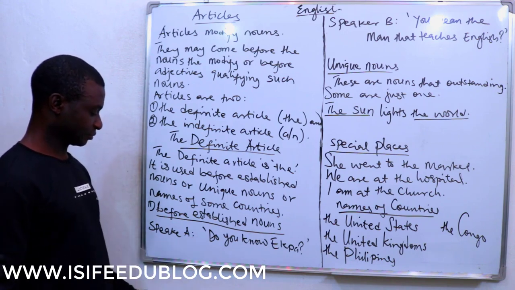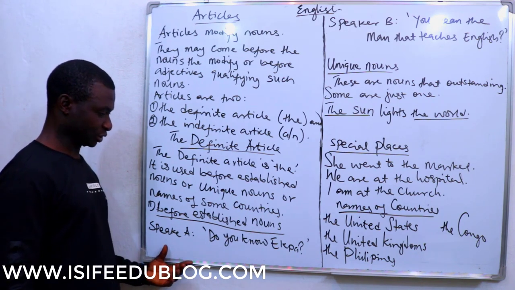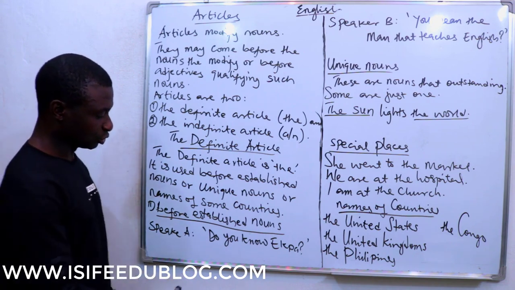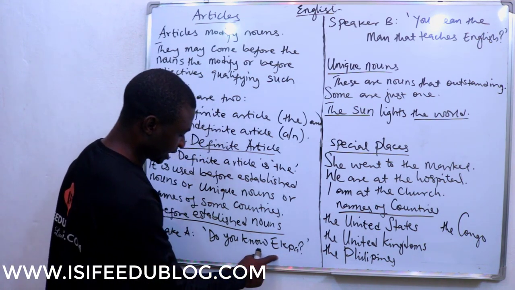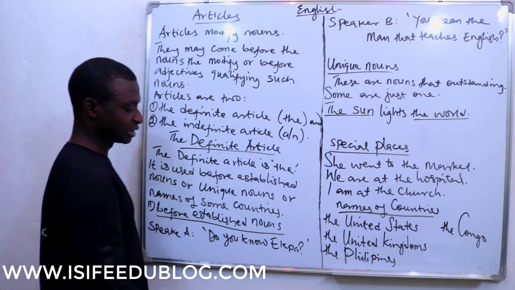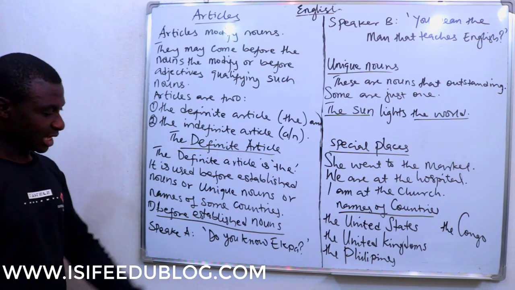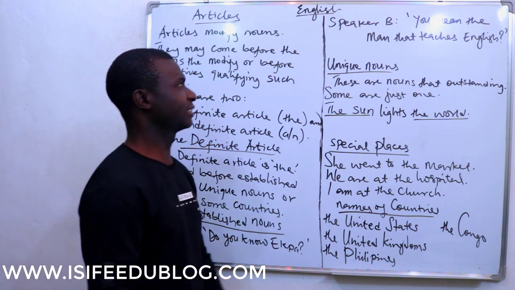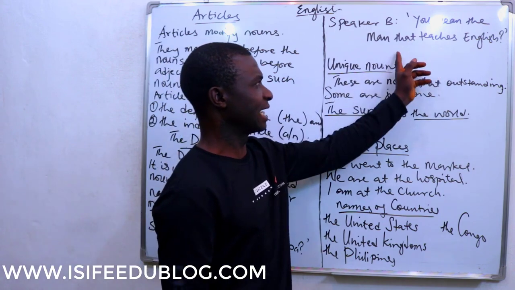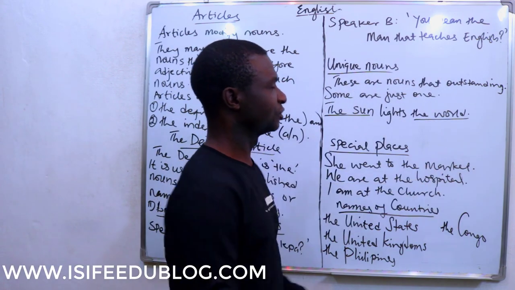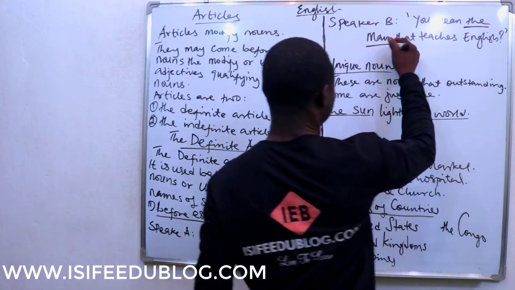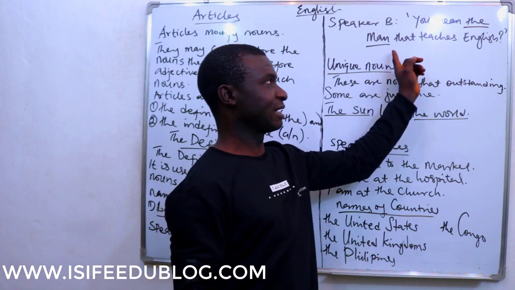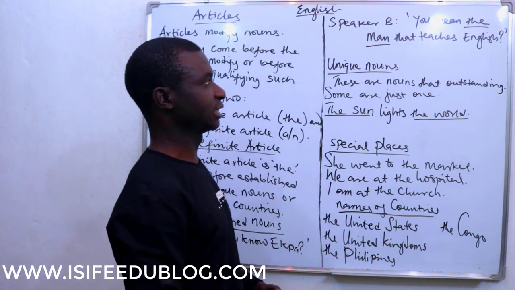Look at this. Speaker A says in a question, "Do you know Ekpa?" In "do you know Ekpa," there is no the here because Ekpa has not been established. Now that we have established Ekpa, let's listen to the second speaker, the listener. "You mean the man that teaches English?" You see, Ekpa that was established in the first sentence has been replaced with the man in the second sentence.